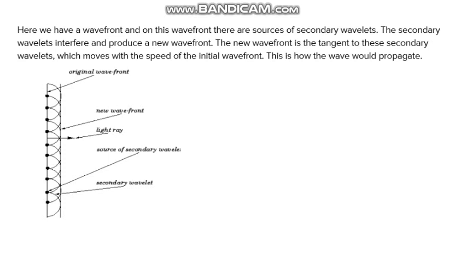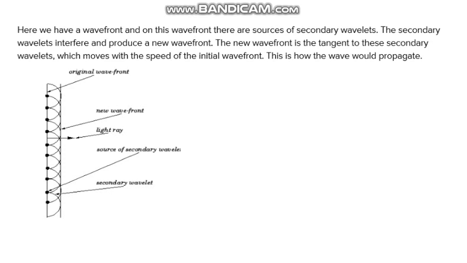Here we have a wavefront which is represented by the first line. And on that wavefront there are black dots, and those black dots are sources of secondary wavelets. Now these secondary wavelets interfere and produce a new wavefront. The new wavefront is the tangent to these secondary wavelets, which moves with the initial speed of the first wavefront. This is how a wave would propagate.